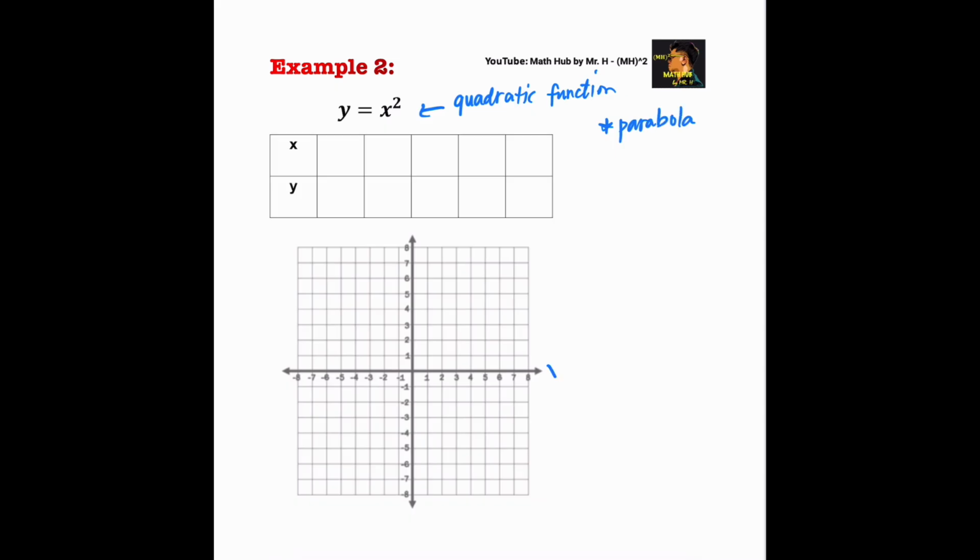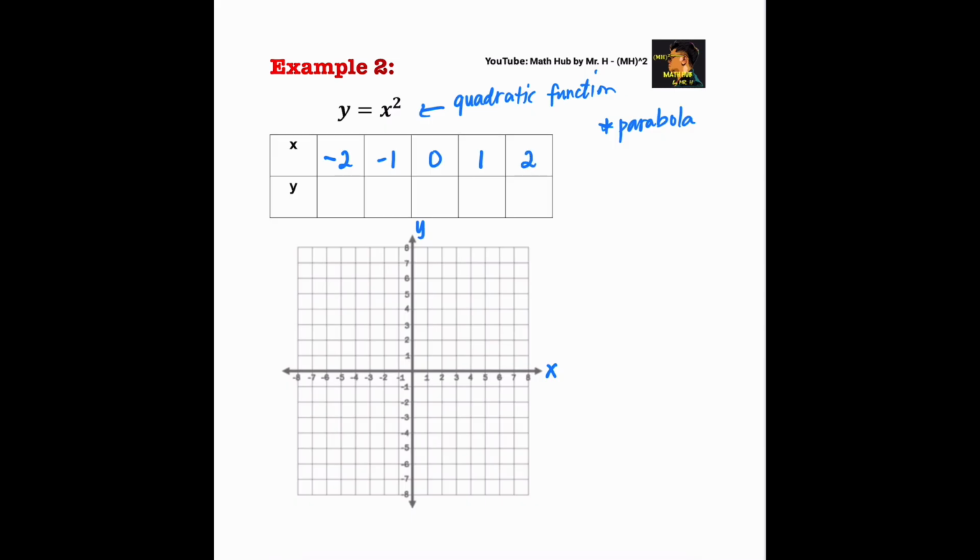We have here the x-axis and the y-axis. For this example, I would like to use 5 different values of x. I want to choose -2, -1, then 0, and then the positive counterpart of the first two, which is +1 and +2.